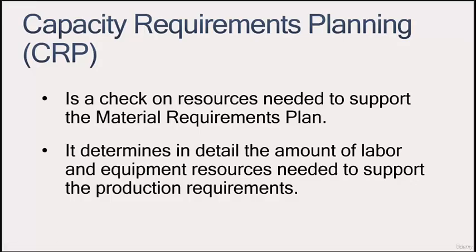Capacity Requirements Planning, CRP, is a check on the feasibility of the Material Requirements Plan, MRP, which we learned in the previous lessons. It deals with the need for capacity at the detailed production level. It determines in detail the amount of labor and equipment resources needed to support the production requirements. It's also referred to as the third capacity check. The first check being Resource Requirements Planning, and the second being Rough Cut Capacity Planning.